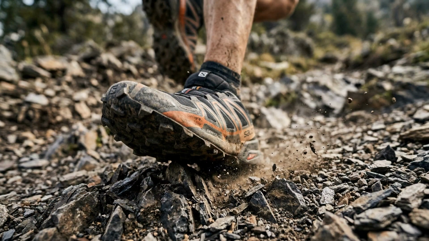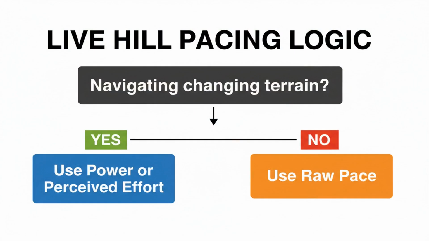But don't stare at equivalent pace in real time either. GPS lag and terrain changes mean your watch is always playing catch-up to your legs. Trying to pace a short hill interval live by grade-adjusted pace leads to overstriding and frustration. Instead, run hills using effort or raw power, which responds instantly.